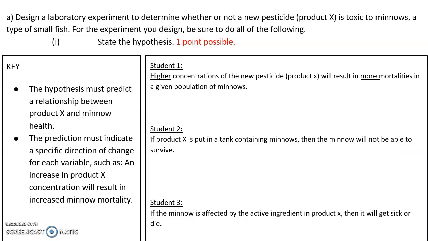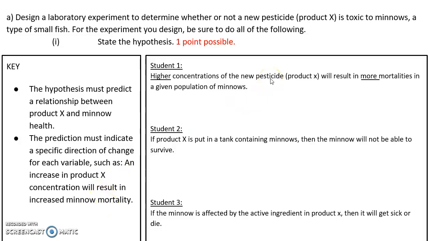Okay, so looking at A1, all we're going to do is state the hypothesis. This is worth 1 point. The key tells us that the hypothesis has to predict a relationship between the product X and minnow health. It also has to indicate specific direction of change for each variable, like an increase in X will result in an increase of minnow mortality.